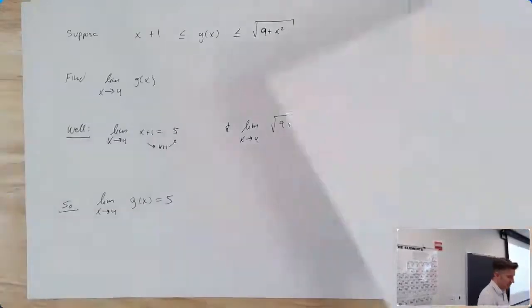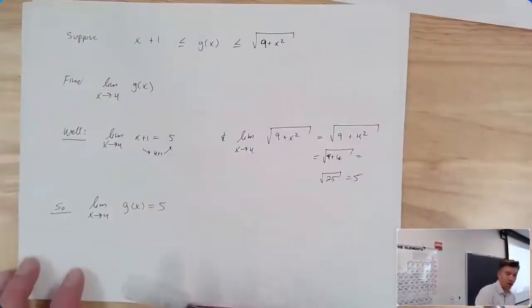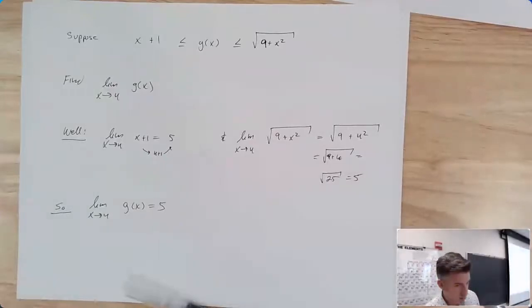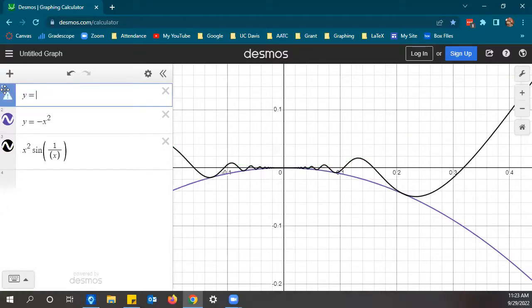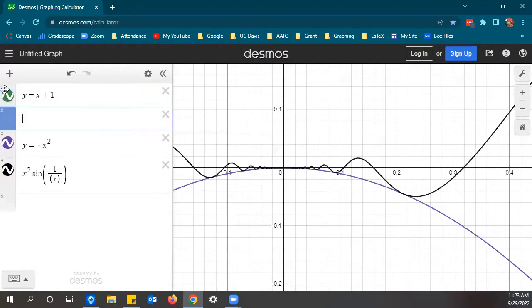Squeeze theorem. We haven't actually stated this. I will also point out, if we actually looked at the things I just mentioned, the idea here is you're saying y equals x plus 1, not very exciting. And then y equal to the other one was the square root of 9 plus x squared.